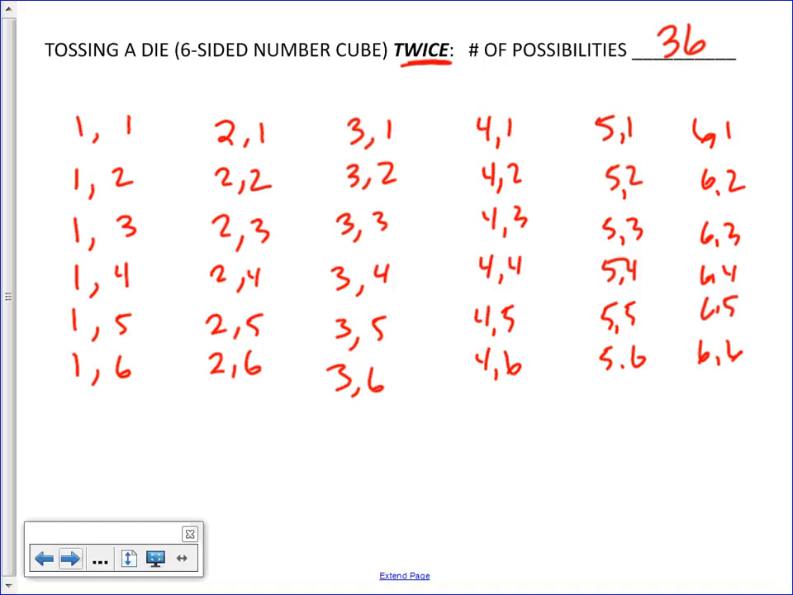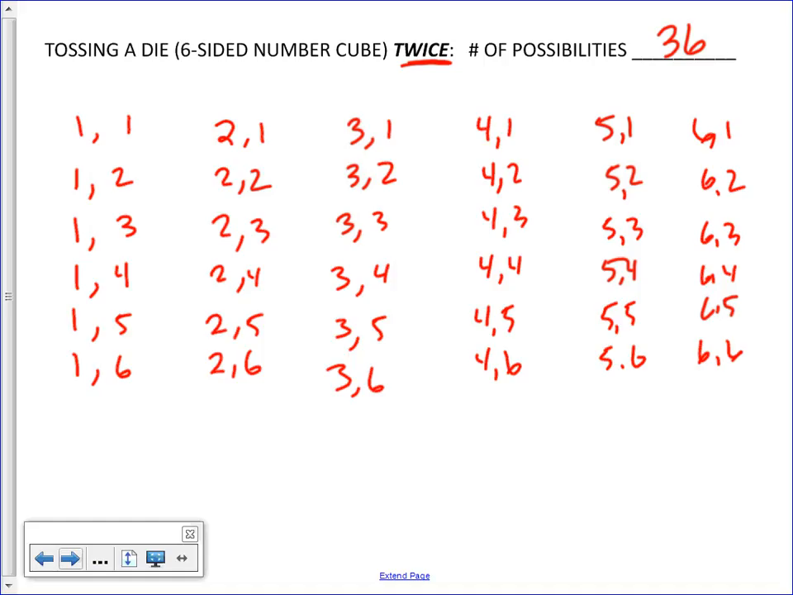6 times 6, 36. You'll see that number 36 come up a lot. For the coin, since there are 2 sides, it goes 2 times 2, then 2 times 2 times 2. For this one, there's 6 sides, so 6 times 6, so 6 squared.